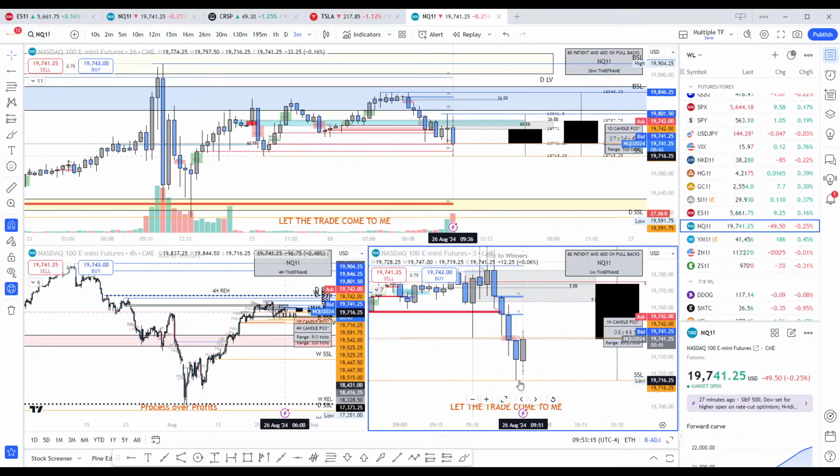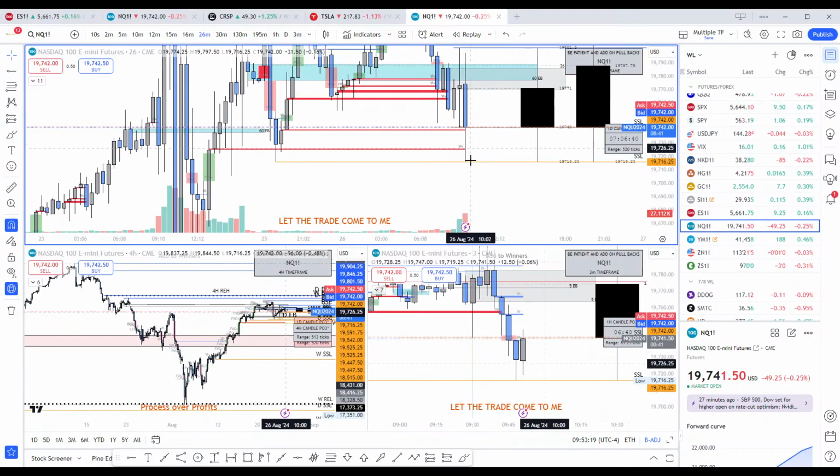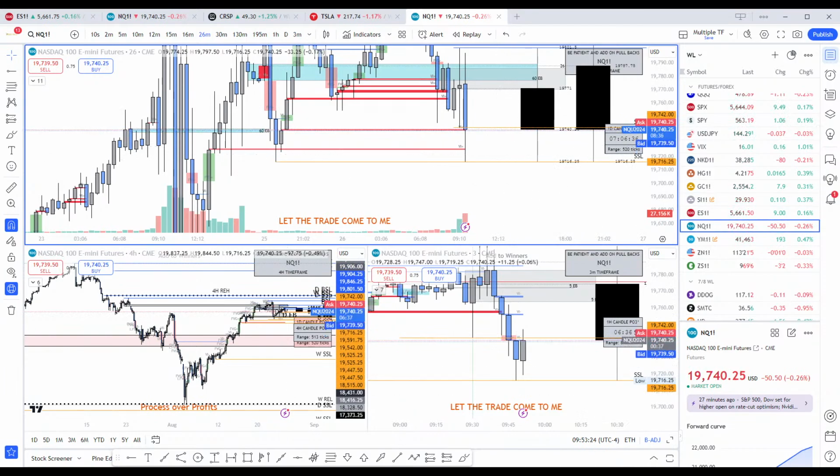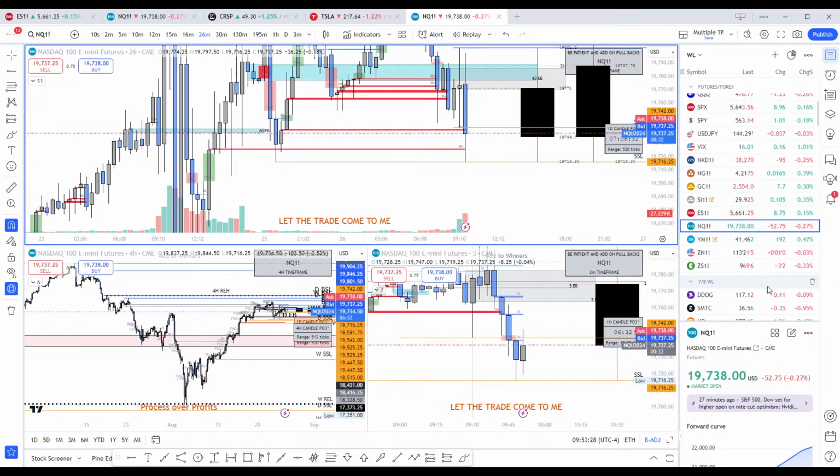So we perfectly took out low of the day. Now we have relative equal lows down here. So even if we do expand back up, likely we come back down to sweep these relative equal lows later on NQ specifically. Dow and ES are still bullish at this very given point in time.